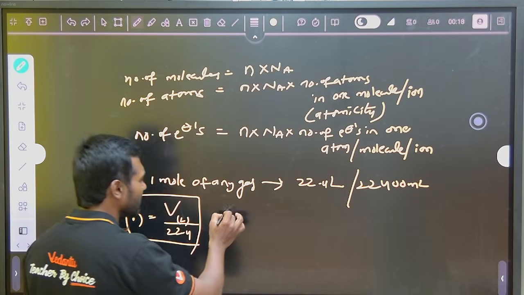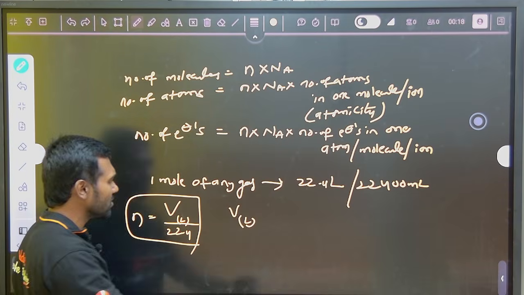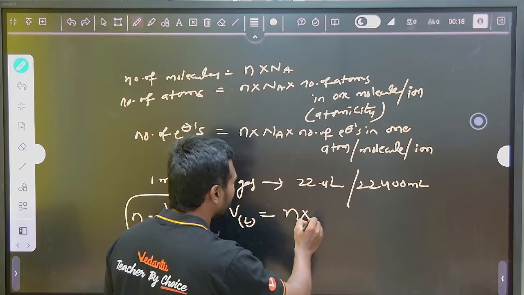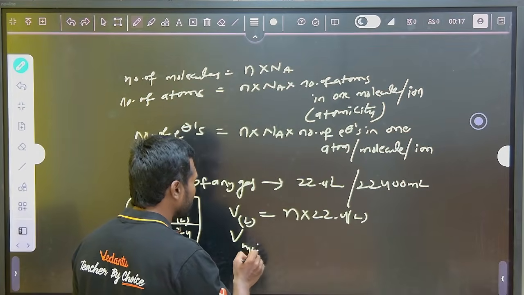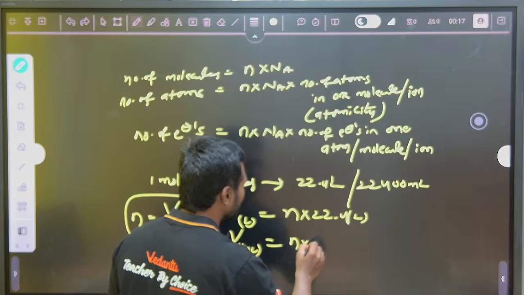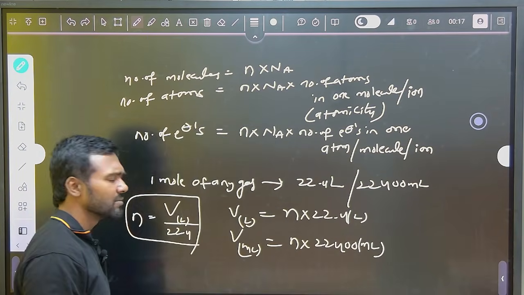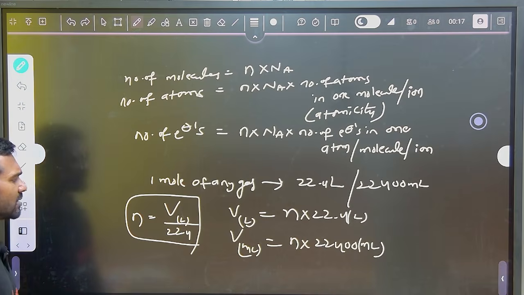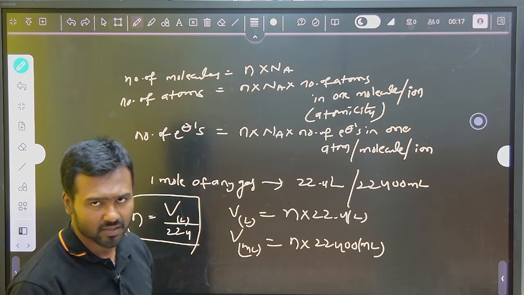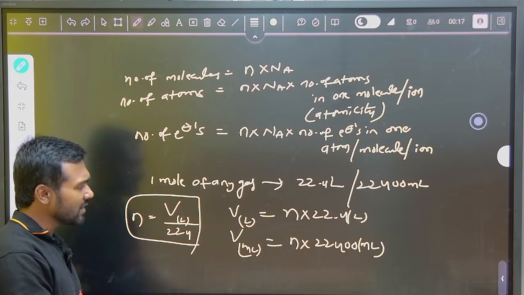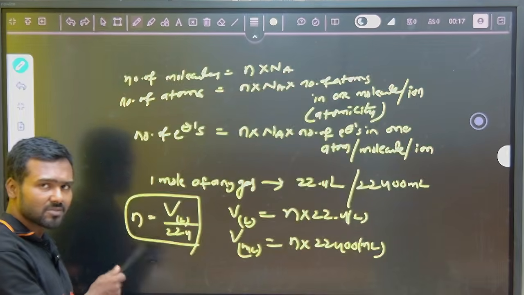That means we can take the volume of any gas. The volume occupied by any gas is equal to number of moles into 22.4 liters if you want it in liters. And if you want it in ml, then we can take n into 22,400 ml. So you have to find the volume in terms of liters or in terms of ml.